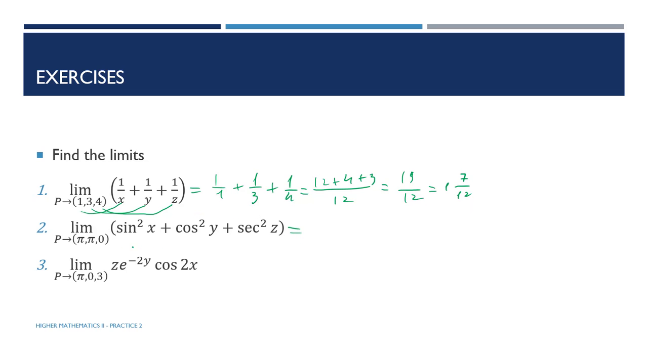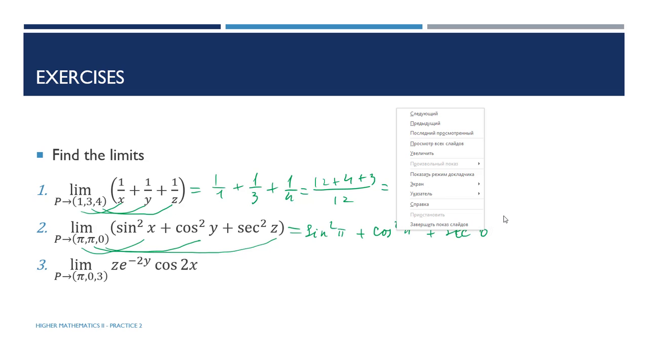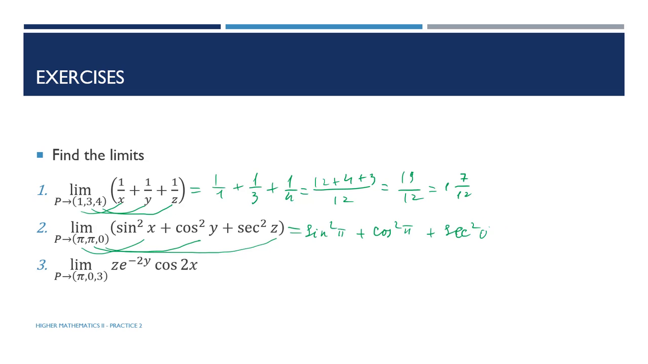In this case also just plug in pi instead of x, pi instead of y, pi instead of z. Not sine and cosine, just instead of x, y, and z. Sine squared pi plus cosine squared pi plus secant squared 0. So just calculate these values. What is the value of sine at pi, cosine, and secant? Just calculate their squares and get the answer. The same for the third function.